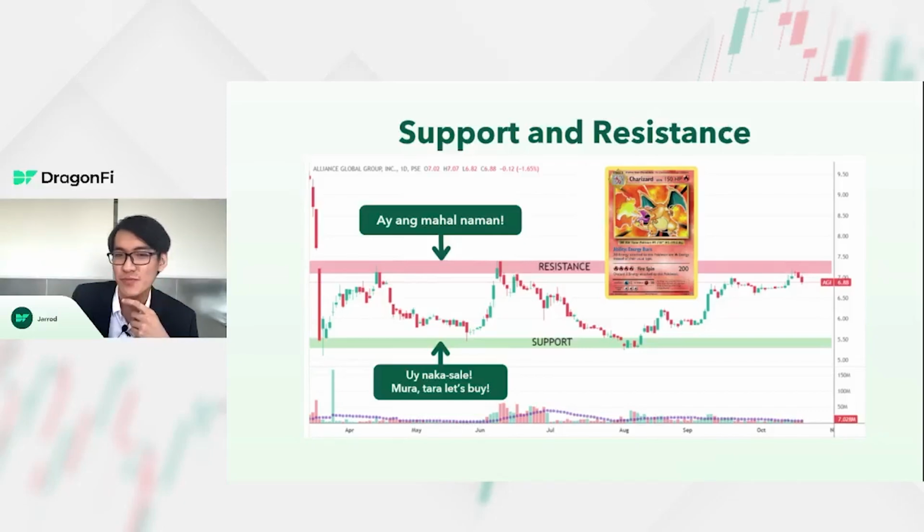So let's say, give me a price na medyo mahal for the Charizard card, Franco. 7.5. I'm just basing it off the chart, so it's easier, 7.5.